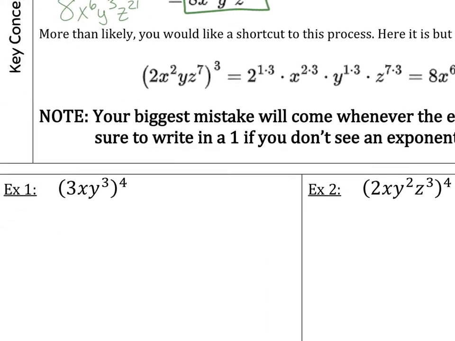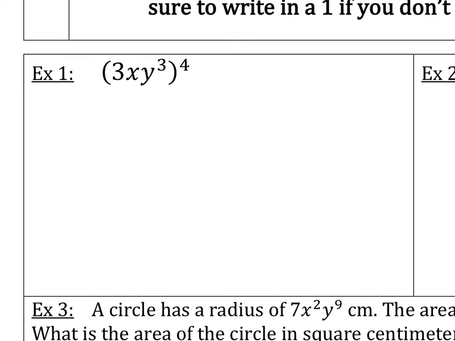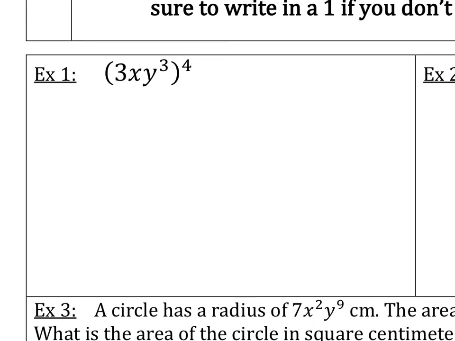Let's do this first example together. First things first, let's write in the 1's. What is the current exponent for 3? 1. What is the current exponent for x? And what's the current exponent for y? 3. But we're going to take that entire parentheses and raise it to what power? The 4th, which means we're going to do some stuff like this. It looks like distribution. It is not technically distribution, but it looks like it.